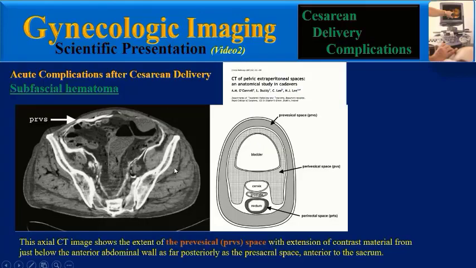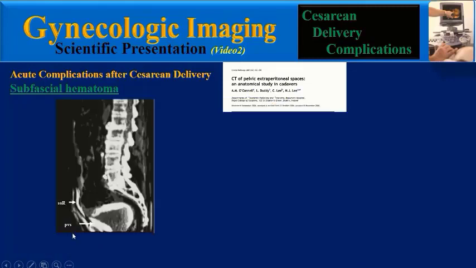This axial CT image shows the extent of perivesical space with extension of contrast material from just below the anterior abdominal wall as far posteriorly as the presacral space anterior to the sacrum, as in this schematic view. This sagittal image is very important for better perception.